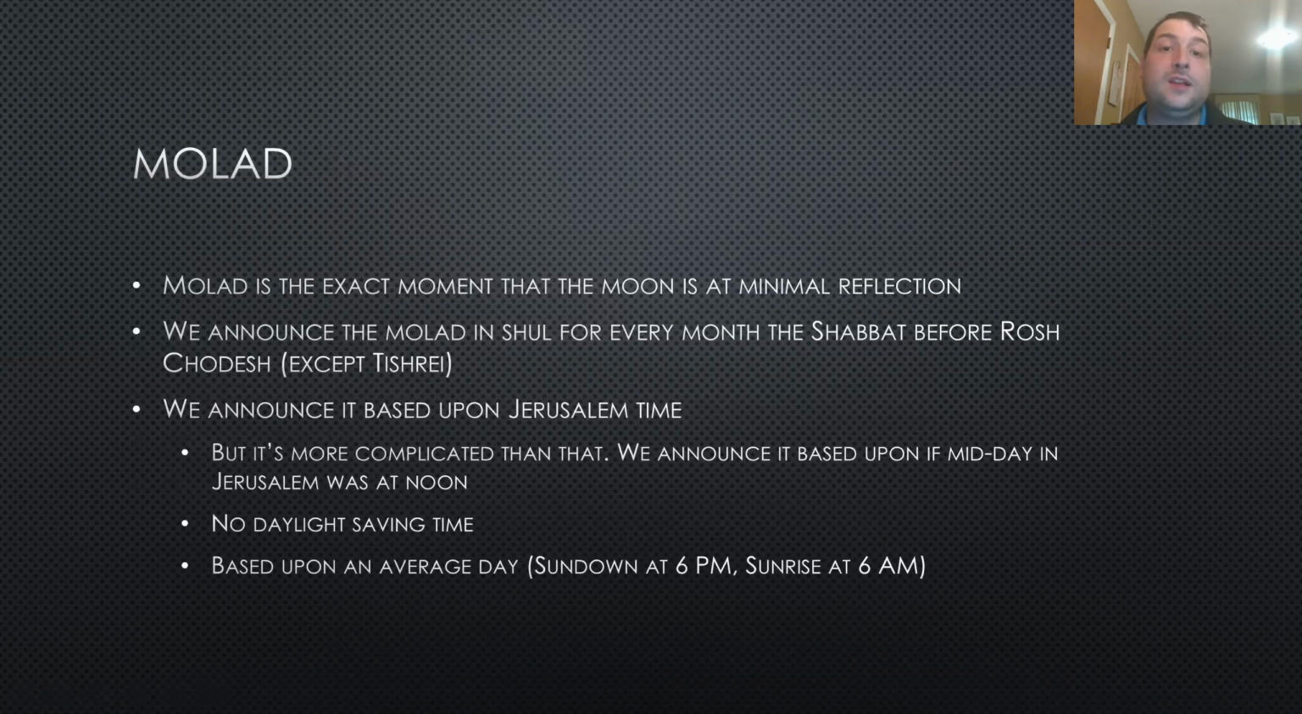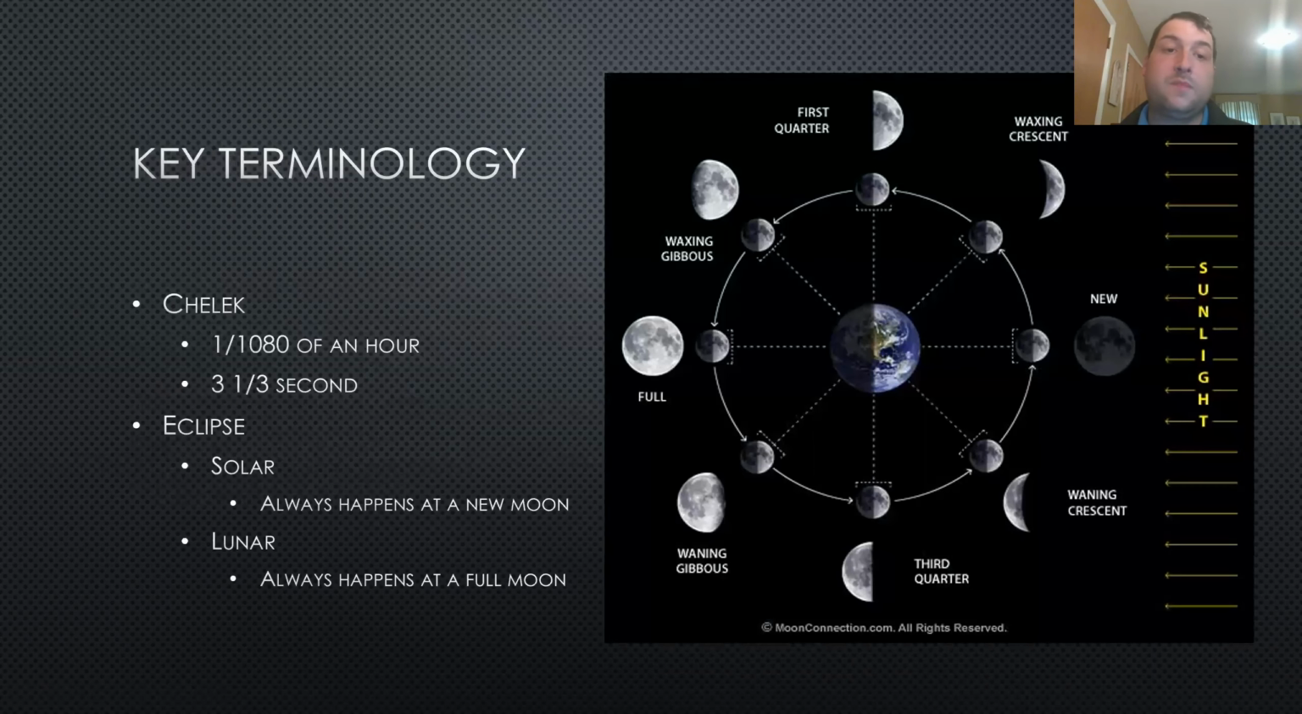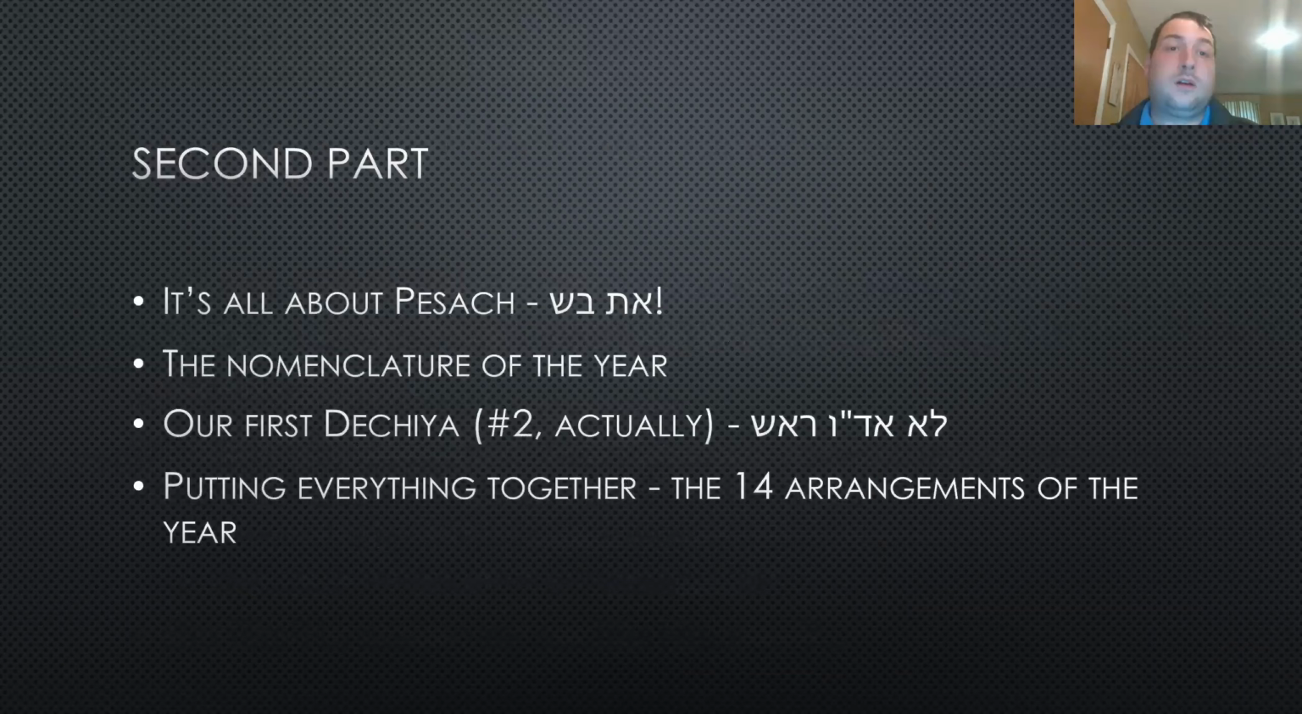So the Molad is the exact moment that the moon is at minimal reflection. So that means if you go back to slide number 4, I'm sorry, you'll see that at a new moon, the Earth is directly in the path, is opposite of the moon, and therefore we don't see any of the sunlight that is reflecting onto the moon. Just going to continue back on.